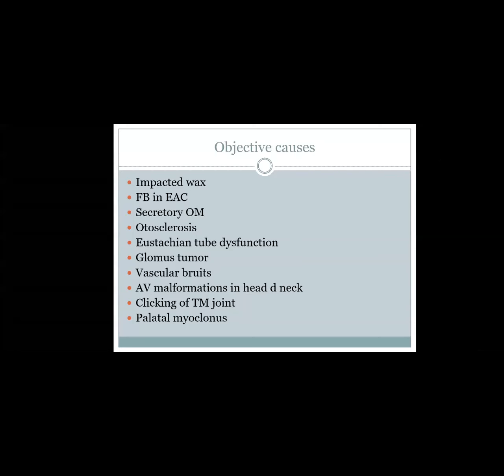See, the first one is impacted wax, but that is not inside. That is confined to the ear. It's another outside one which is causing the pathology. Clear now? Yes, ma'am. Next is the foreign body in the ear, secretory otitis media, otosclerosis and all. Eustachian tube dysfunction also. You can get glomus tumor, vascular bruit. All these things, you just know they produce some sound, and that sound will be heard by that individual in an excessive way. That is called tinnitus. Am I clear now?